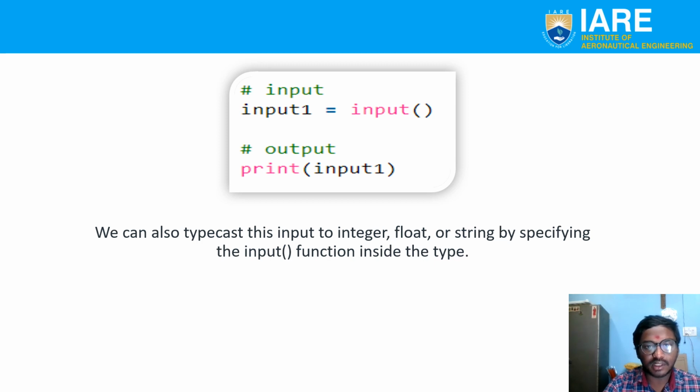If you see the upper picture, input1 equals input open bracket and close bracket is the console input which the user wants to give, and we get the output which was given by the user. The code will be print open bracket input1 close bracket. Then we get the output of the user defined input.